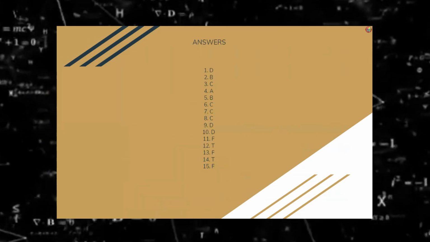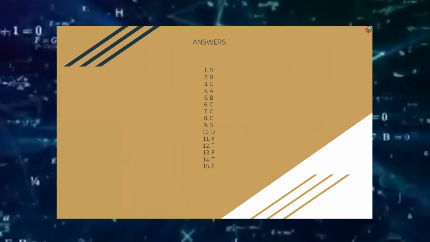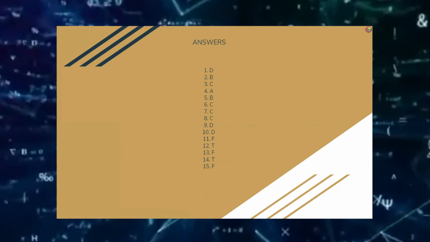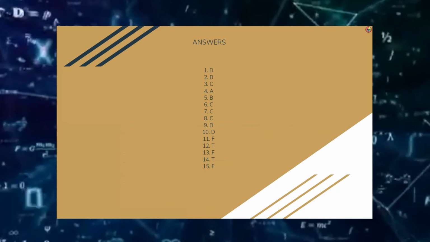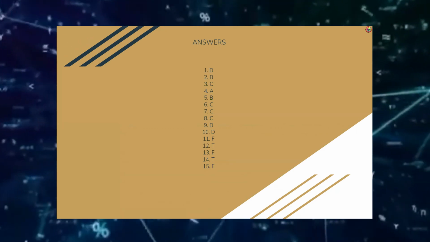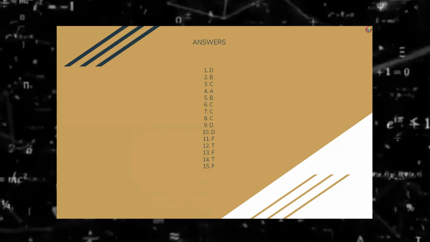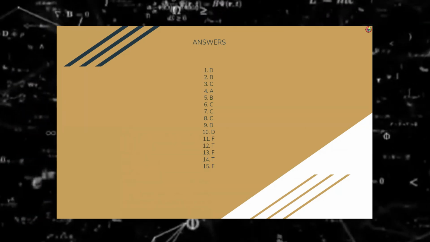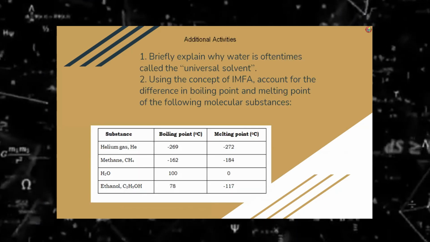Now for our answers, number 1 is letter D, 2B, 3C, 4A, 5B, 6C, 7C, 8C, 9D, 10D, 11F, 12T, 13F, 14T, and 15F. For our additional activities, 1.